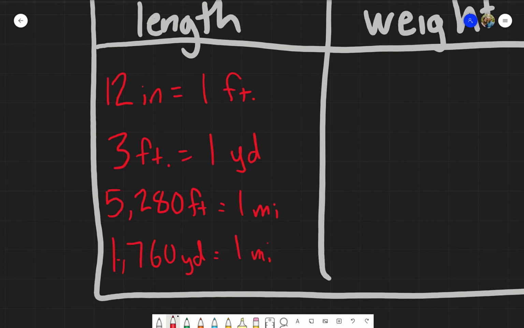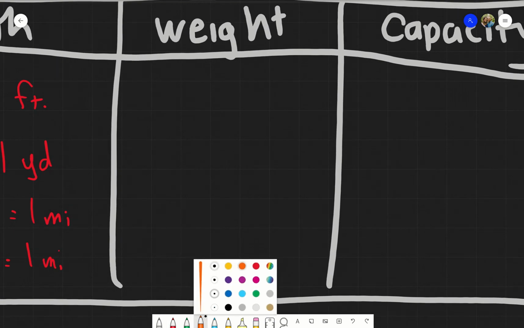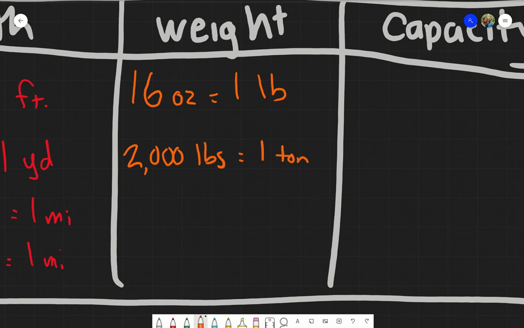All right, now let's look at some conversions for weight. For weight, we have 16 ounces equal 1 pound. And then we have 2,000 pounds equal 1 ton. All right, so we have ounces to pounds, pounds to tons. Just a few for weight, but that is doable.